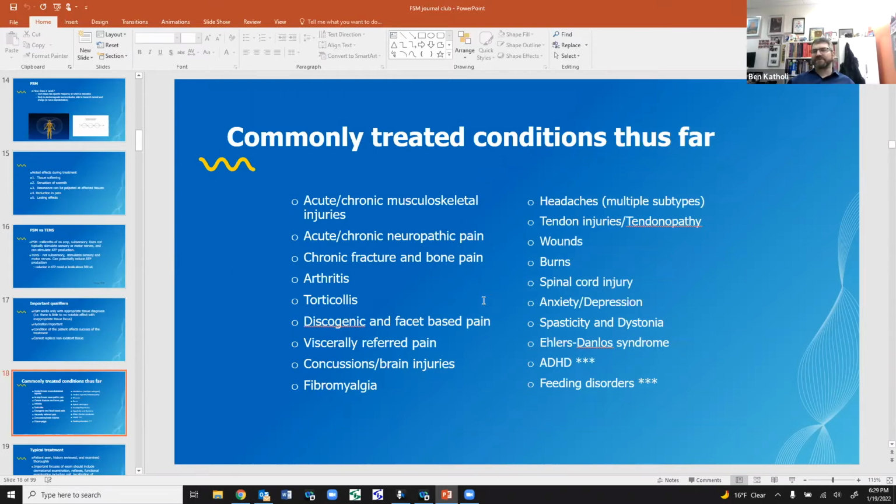And the other interesting one, we were mentioning it before we got started, is I have some colleagues who are studying ADHD in Cleveland. And so they have presented at a couple conferences in terms of pre and post outcomes with that. And then we were trying to do a feeding disorder study in Cleveland, but it didn't get off the ground before I left. But all of these are focused on what tissue do you go after to try to change function.